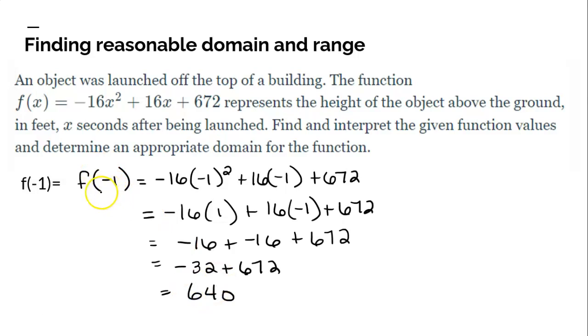So remember, x stood for seconds after being launched. So what that's saying is x is equal to -1. -1 seconds after being launched, that seems like not a reasonable number. And then the y value, the height at that time, is 640 feet.